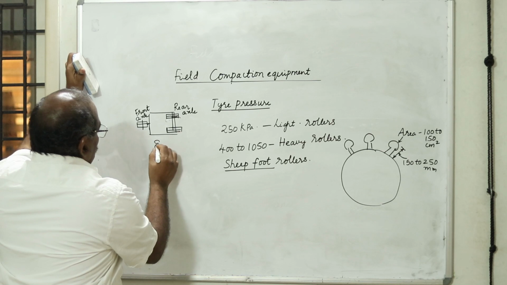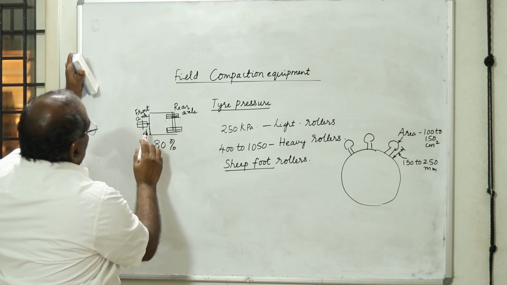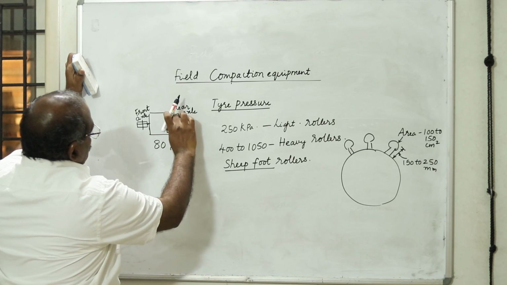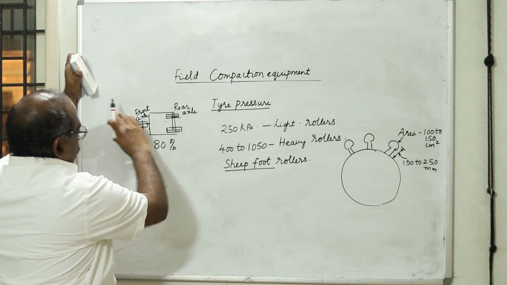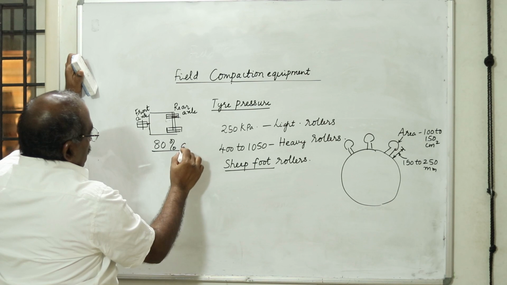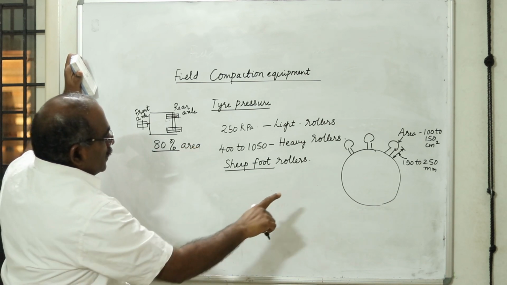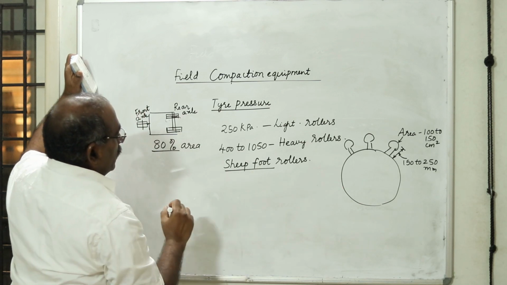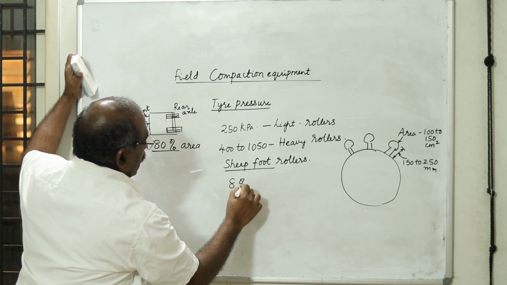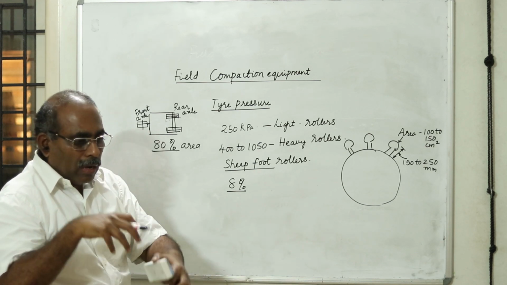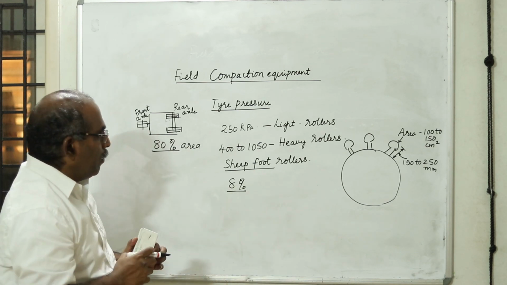Now this will be arranged such that this is going to take care of the portion which the rear axle is not going to cover. When it rolls over a particular portion, 80% of the compaction area is covered. Whereas in the case of this sheepfoot roller, only around 8% of the area is covered. But because of the rolling action, what happens? You are going to have a pock mark and it is going to get compacted.